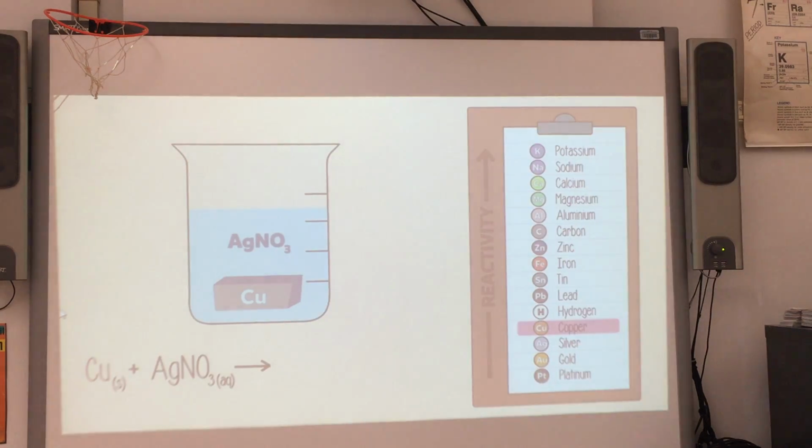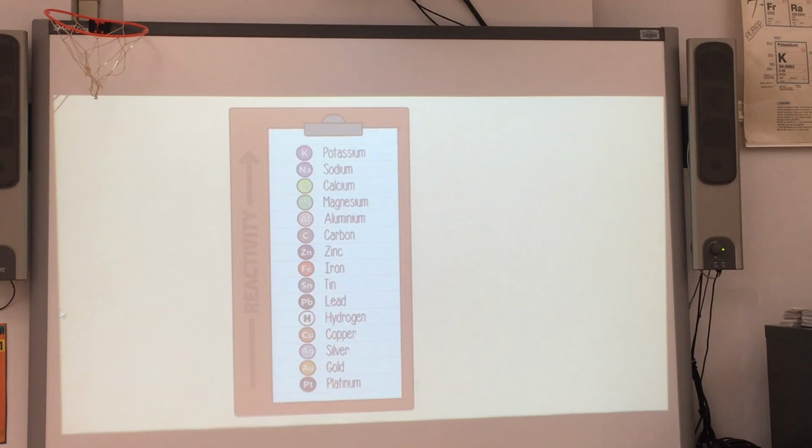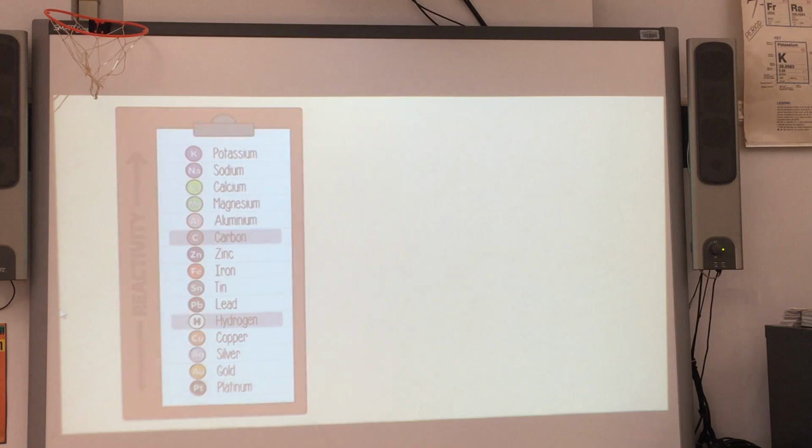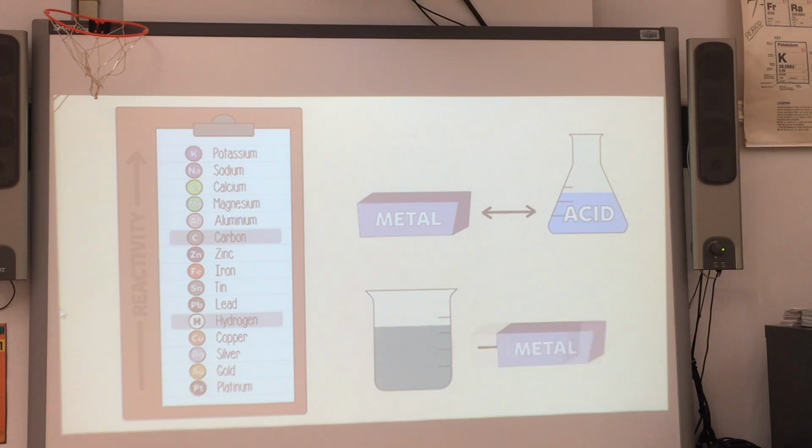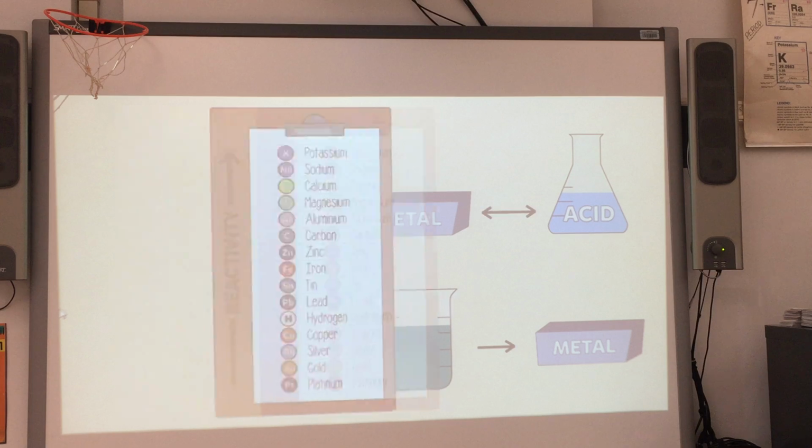As copper is more reactive than silver, it can displace silver in silver nitrate, producing silver metal and aqueous copper 2 nitrate. If you look closely at the series, you will see that hydrogen and carbon are added for comparison purposes. This is important to help predict whether or not a metal will react with an acid or if it can be extracted from another compound.